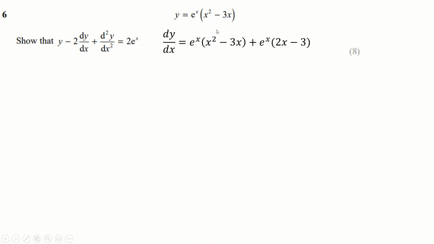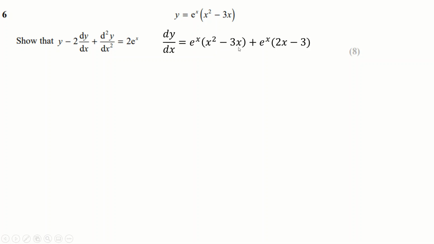Then I add on, leaving this one alone this time, and then differentiate this one to make 2x minus 3. So that's product rule. Differentiate, leave alone, differentiate. Now I need to do that again. I need to find d2y by dx squared. So I'm going to do that twice now. I'm going to do it on this thing now.